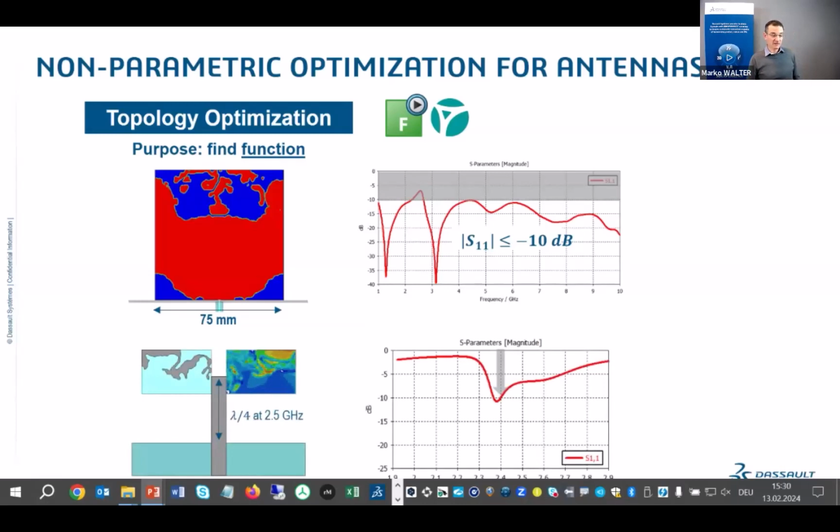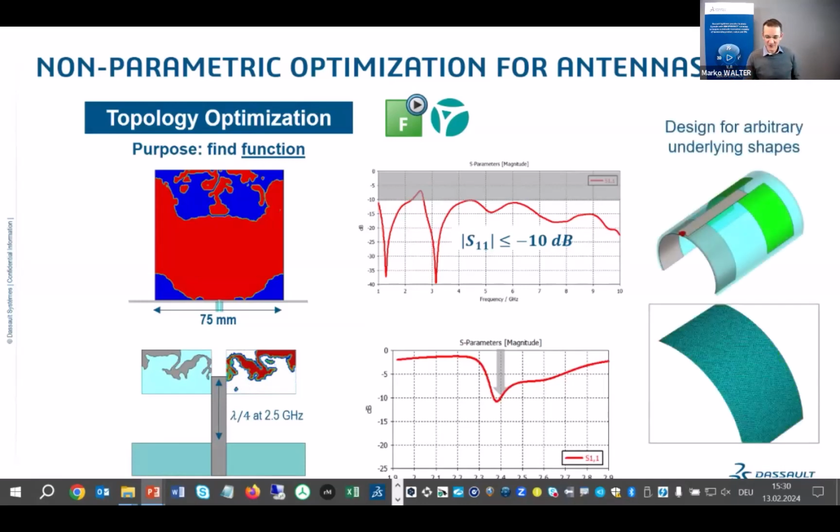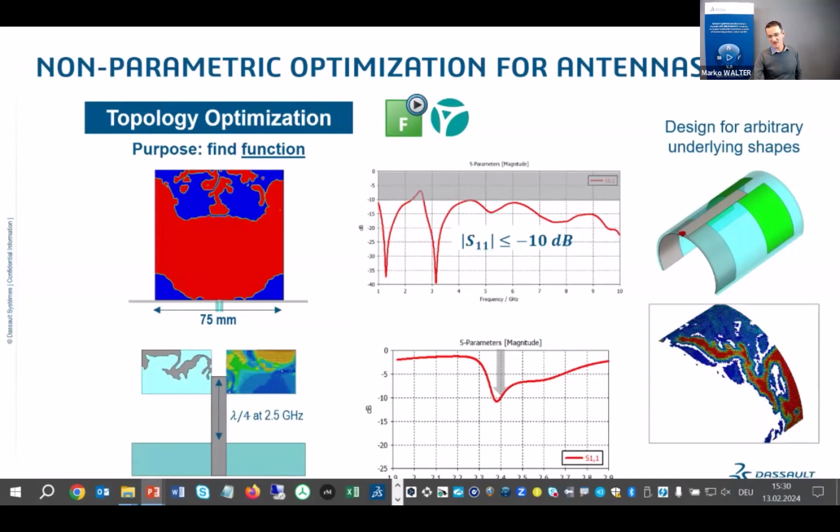Or we could take half a monopole, which we can then obviously mirror to form the full monopole, to give, again, a certain performance at a certain space. Now that's fine, it's just a planar monopole, you might say. However, look, we can do the same thing for an arbitrary underlying shape. And this is where this becomes really interesting.